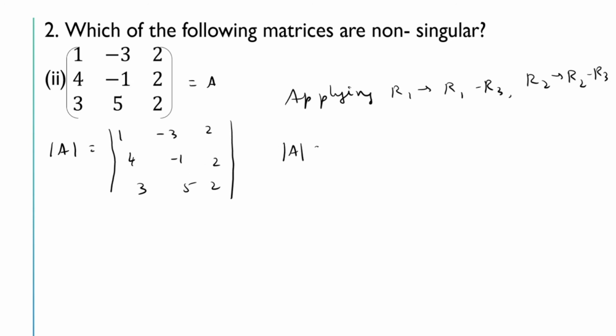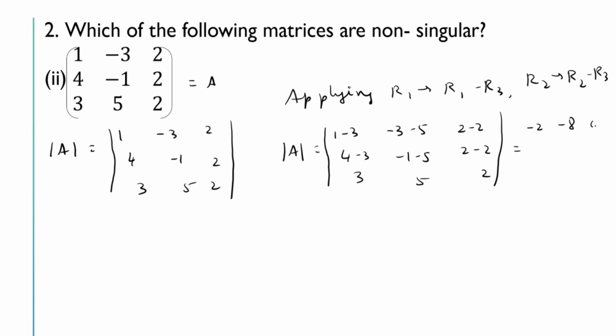So we get determinant of A is equal to 1 minus 3, minus 3 minus 5, 2 minus 2, 4 minus 3, minus 1 minus 5, 2 minus 2, 3, 5, 2. R3 remains the same. So this is equal to 1 minus 3 is minus 2, minus 8, 0, 1, minus 6, 0, 3, 5.